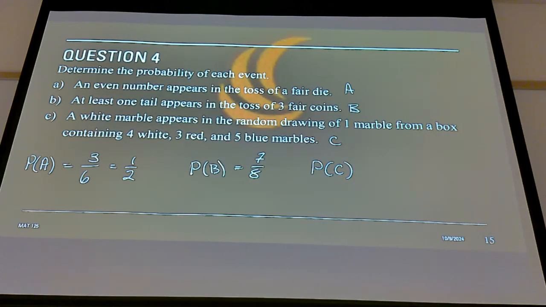A white marble appears in the random drawing of 1 marble from a box containing 4 white, 3 red, and 5 blue. So how many ways can you draw a white marble? 4 ways. Out of how many ways can you draw a marble? 12. Probability 1 in 3.